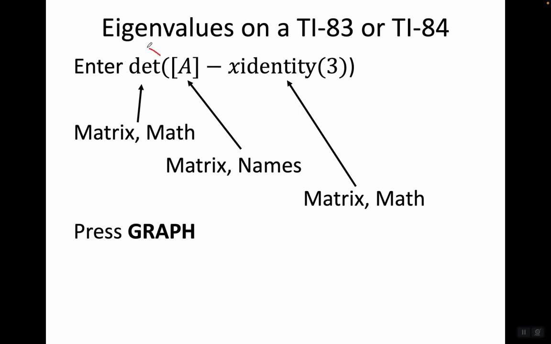So enter determinant. That's under matrix math. Then A, that's under matrix names. And then the X, that's probably the XT theta button on your calculator. Identity of 3, that's the 3 by 3 identity matrix. That's matrix and then math. And then you press graph. You might need to press enter first, but press graph.